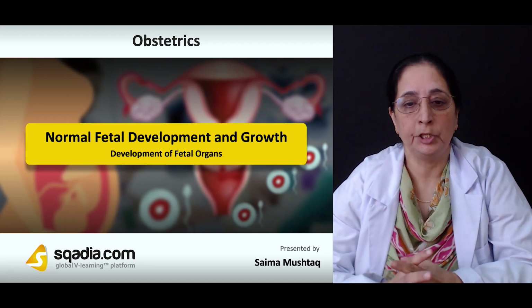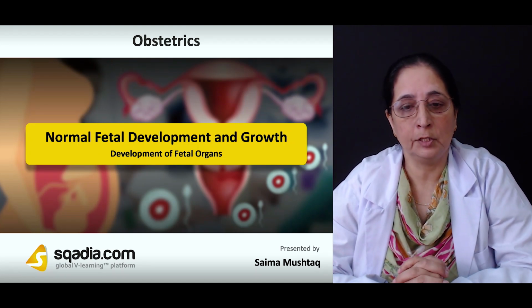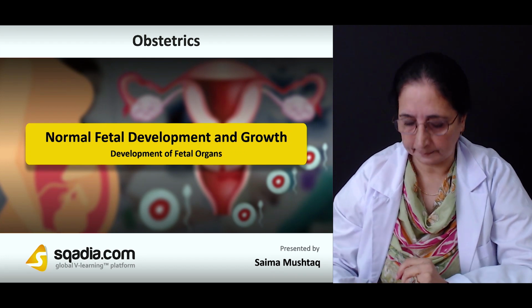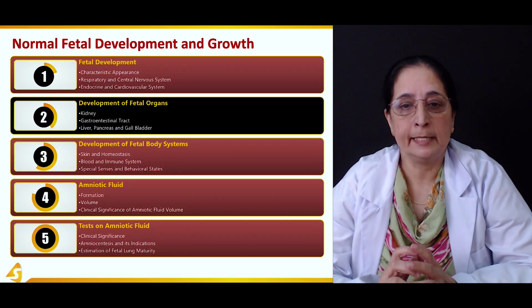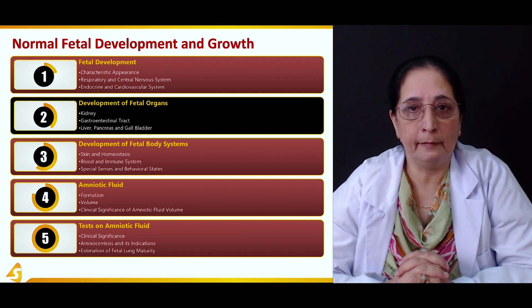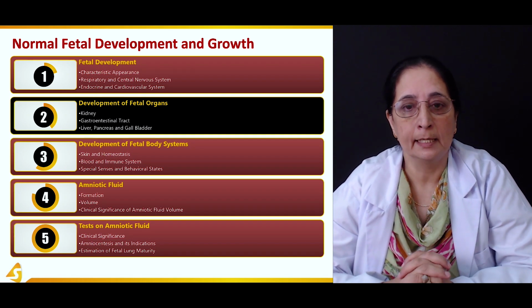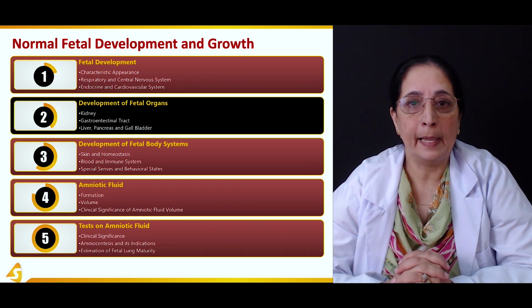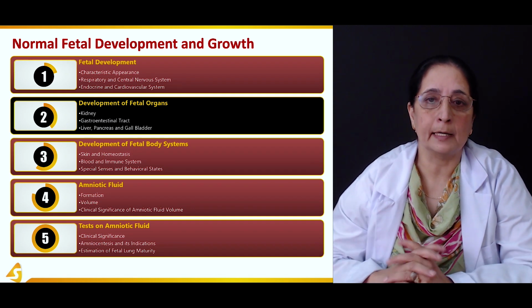In the second section of our lecture, now we will talk about the development of different fetal organs. In this section, we will talk about the development of kidneys, gastrointestinal tract, liver, pancreas, and gallbladder.